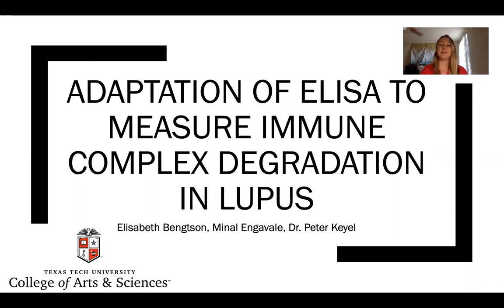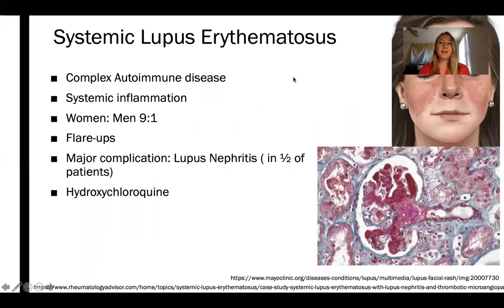And so to begin, I'd like to discuss systemic lupus erythematosus, also known as SLE. SLE is a complex autoimmune disease. It affects about 1.5 million individuals in the United States alone. It causes systemic inflammation, and 9 out of 10 individuals with lupus are women, so it's predominantly in women.